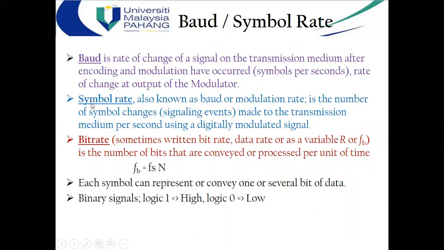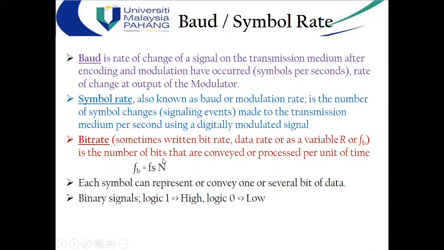Now, what is bit rate then? Symbol rate is in terms of symbols; bit rate should be in terms of bits. Bit rate is sometimes written as data rate or with the variable R or FB. It is the number of bits conveyed or processed per unit of time. So FB equals FS times N. What is FS? FS is the symbol rate, or the symbol frequency. And what is N? How many bits there are per one symbol. Each symbol can be represented or conveyed by one or several bits of data. Usually digital communication uses binary signals: high voltage for logic one, and low voltage for logic zero.